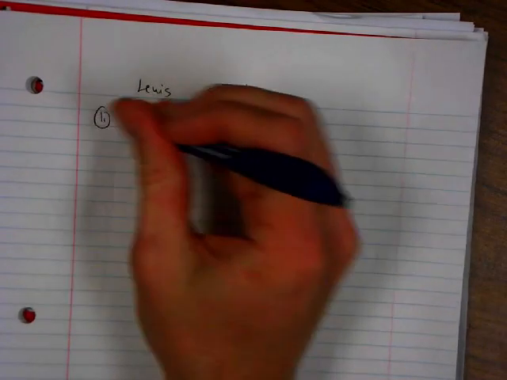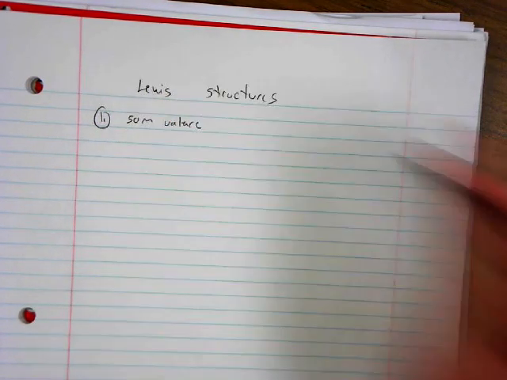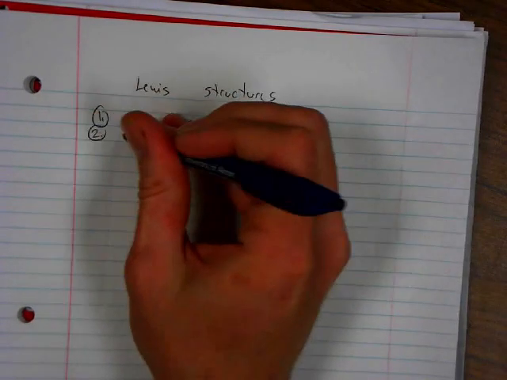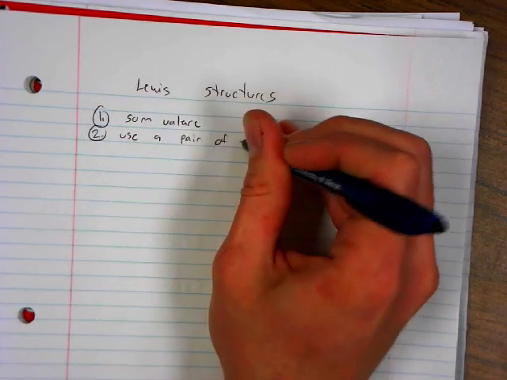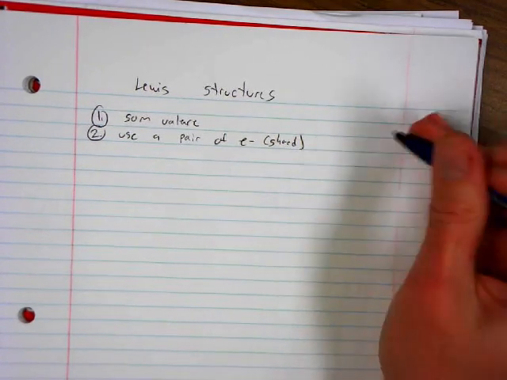So, let's actually talk about Lewis structures. We've been drawing some Lewis structures, but we haven't actually talked about what you have to do to draw a Lewis structure. So there's a couple steps. Step 1, sum your valence electrons. So you're going to add your valence electrons together.